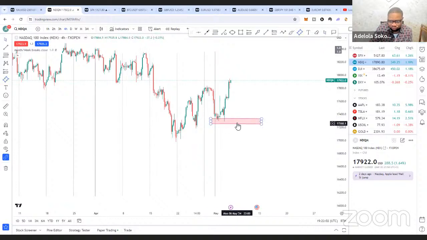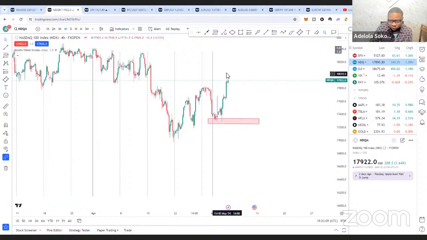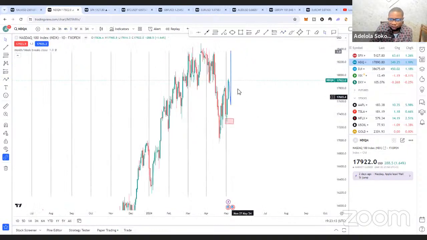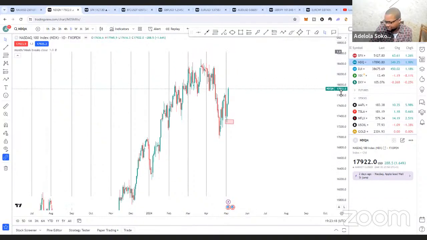We have this bottom, so let's hope that it holds. If it holds the way it is, I expect that at market open we can have something that looks like this, and price will come and take this area. So you don't forget what I said earlier: you want to avoid swimming against the ocean. Nasdaq is bullish.